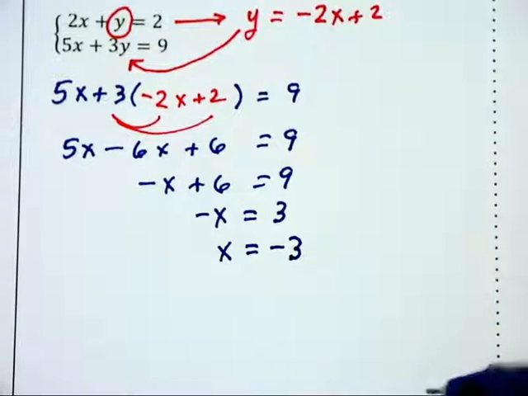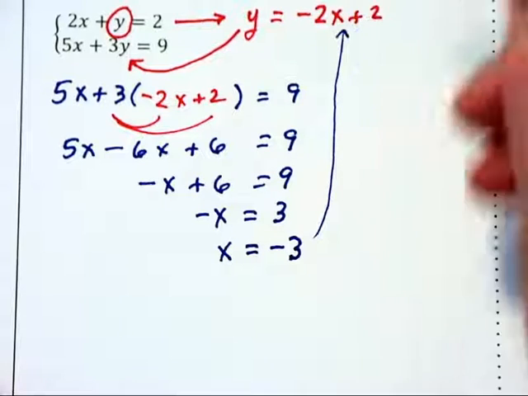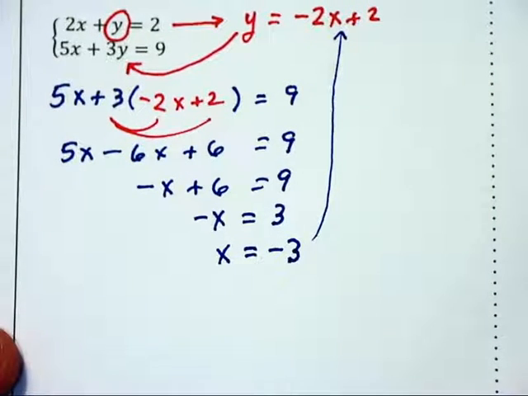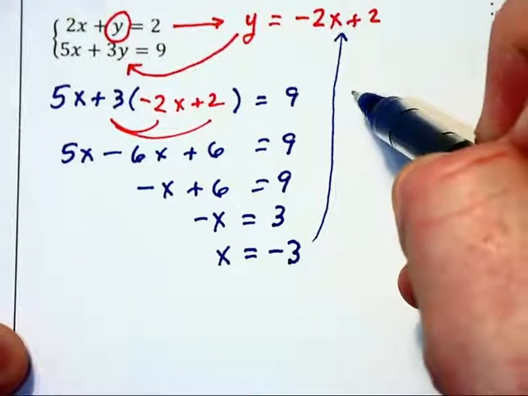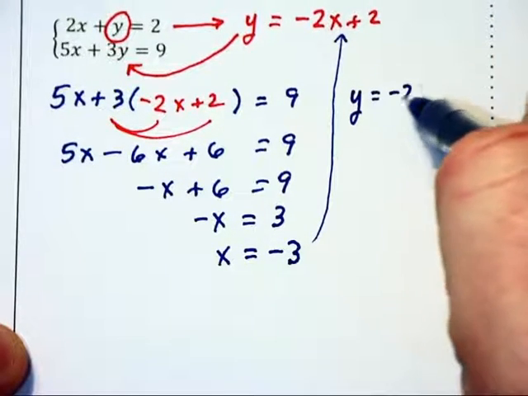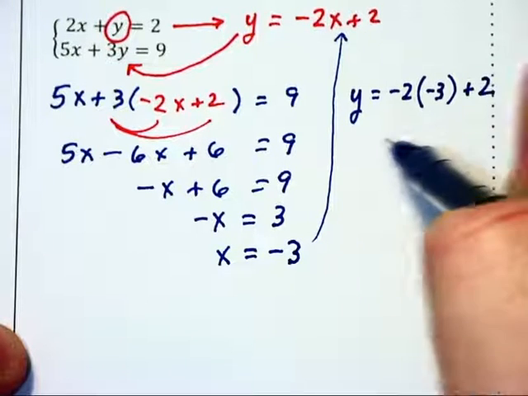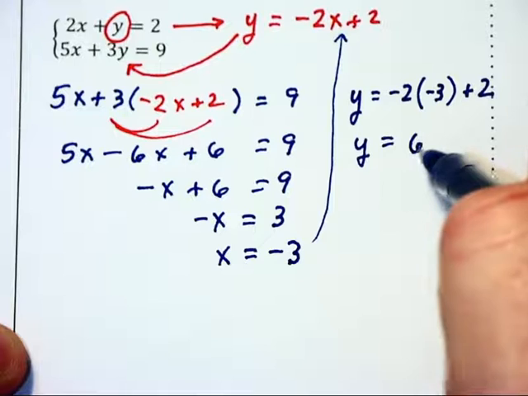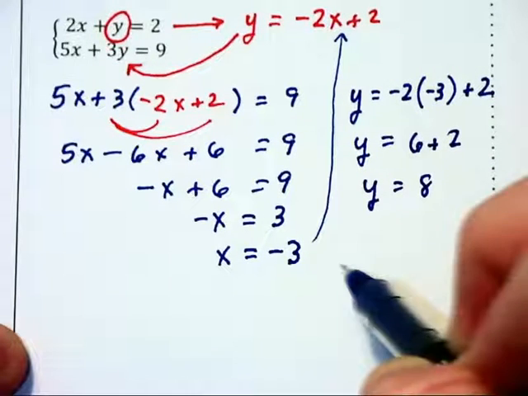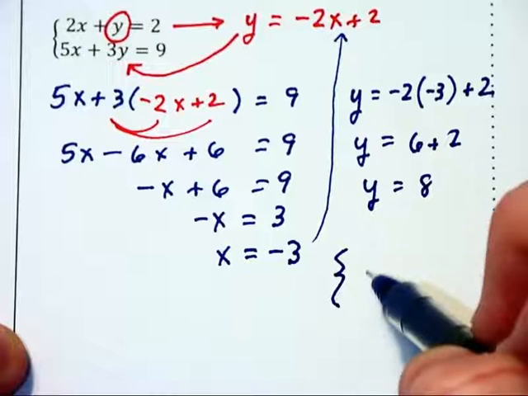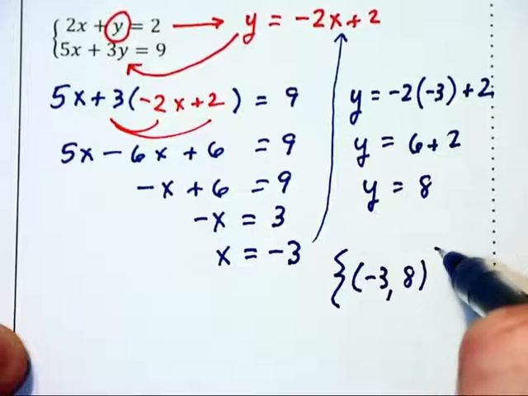So that is part of our solution. Now we need to find the y value that corresponds to this x value, and I'm choosing to substitute it into that red equation up above. This will give us y is equal to negative 2 times the negative 3 being input plus 2. y then is equal to 6 plus 2, which is then equal to 8. Our solution set for this problem is the point negative 3, 8.